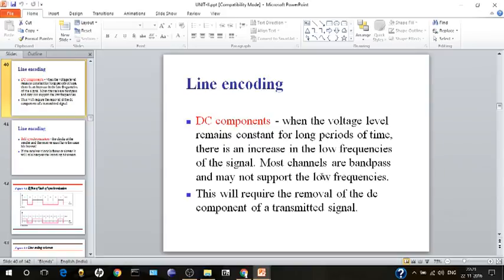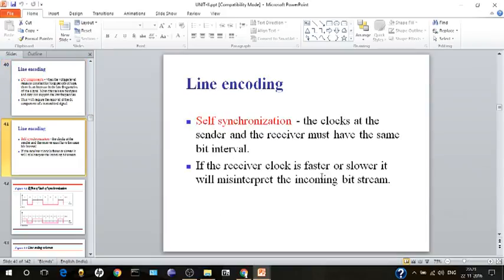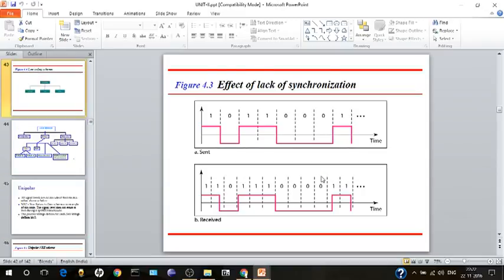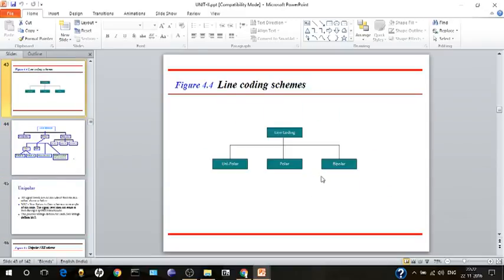Okay, now let's move on to self-synchronization. The clocks of the sender and the receiver must have the same bit interval to have proper interaction. Line coding also has three types: unipolar, polar and bipolar.